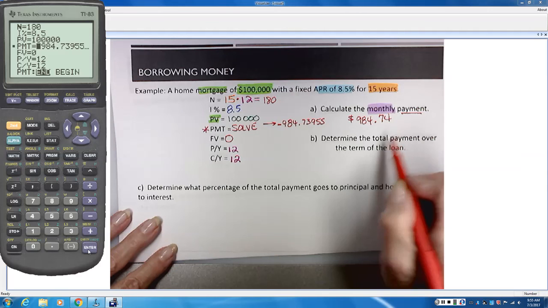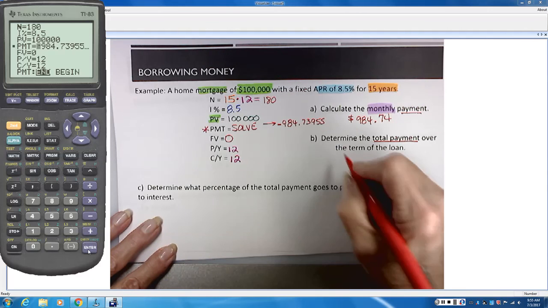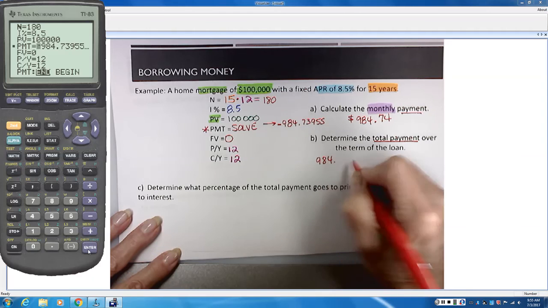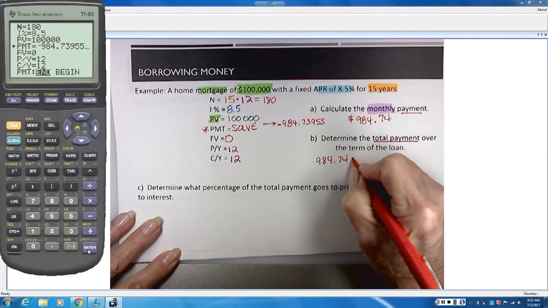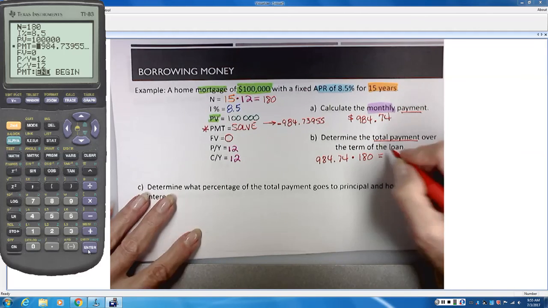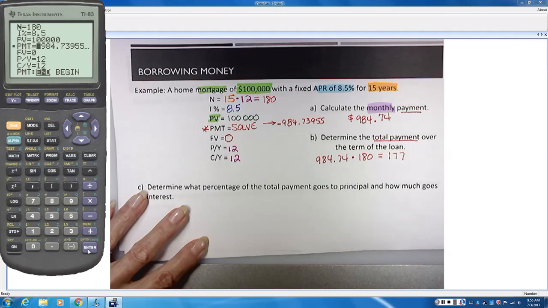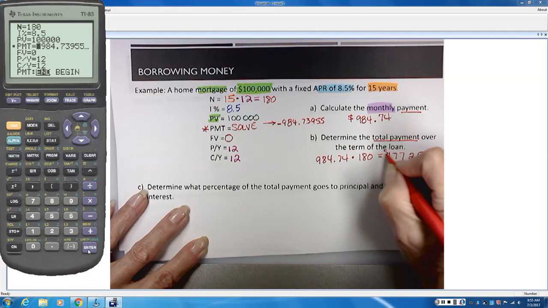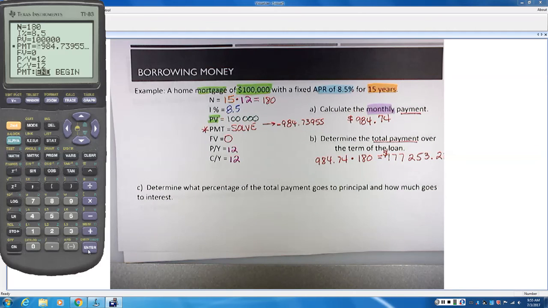And then to determine the total payment over the life of the loan, that's $984.74 times 180. And I've already actually calculated that out. It's $177,253.20. So that means you paid about $77,253.20 in interest. Okay?